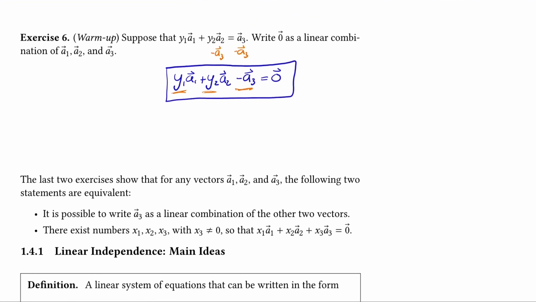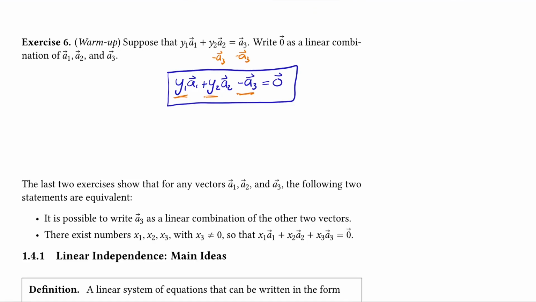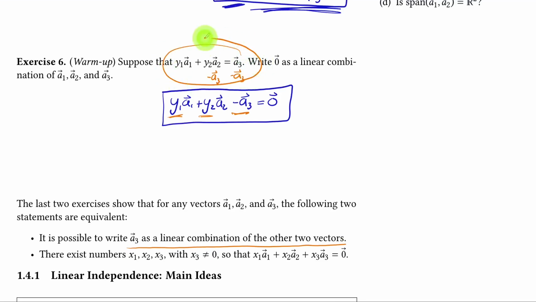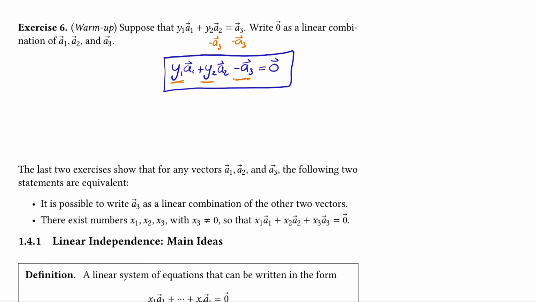So yeah, these last two exercises illustrate an important point, that these two statements are equivalent: that if it's possible to write a3 as a linear combination of the other two vectors, which is like what we have here, then there exist numbers x1, x2, and x3, with x3 not equal to 0, that make it so you can write 0 as a linear combination of these three vectors, which is what we've done here. The -1 is not 0, so you just notice that.